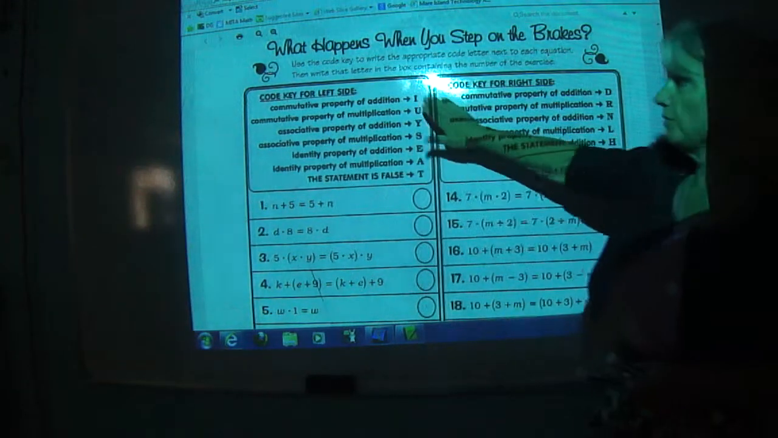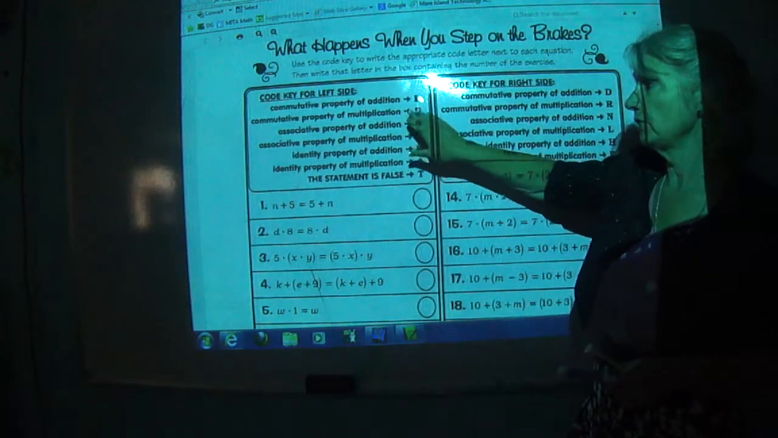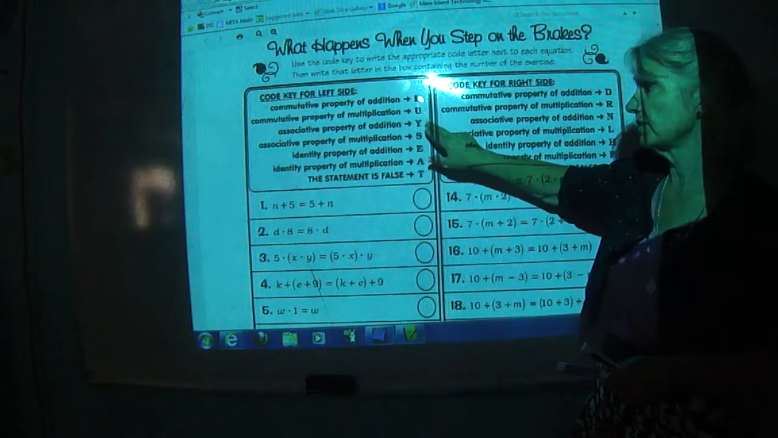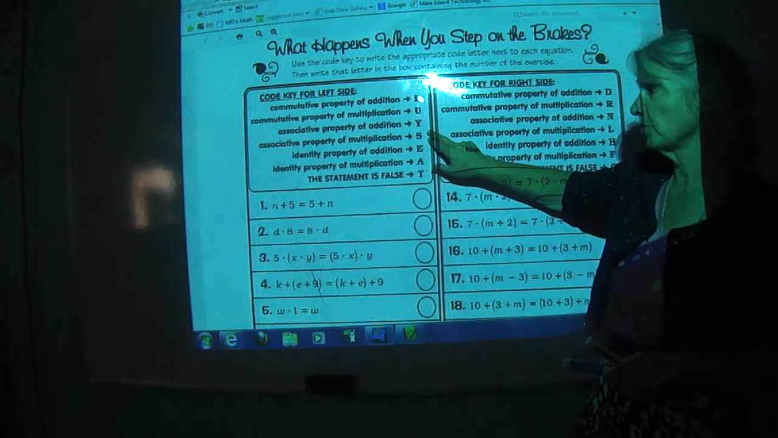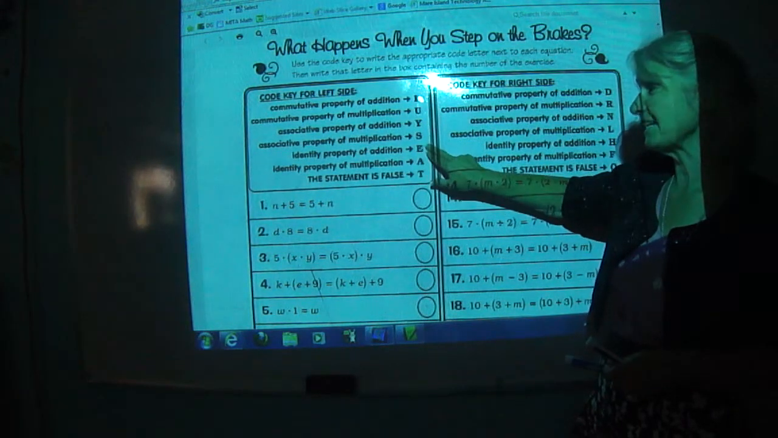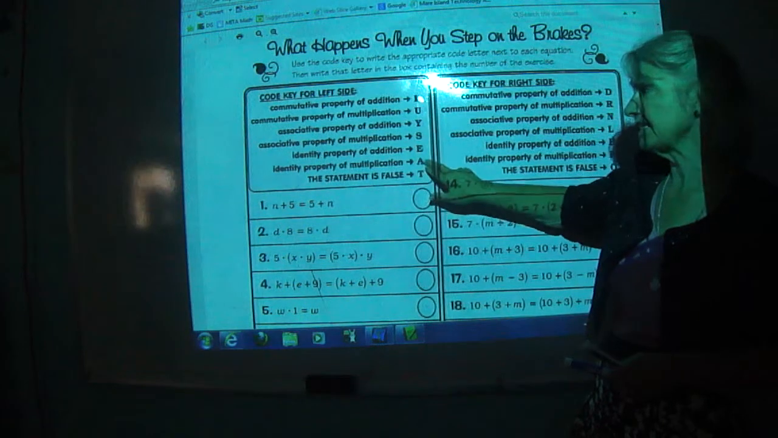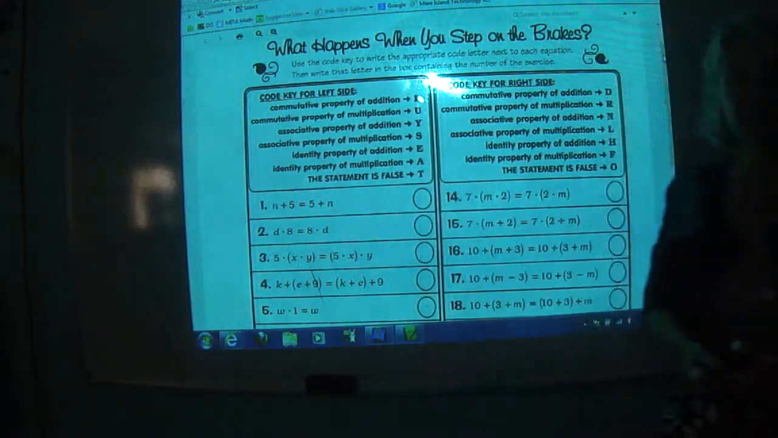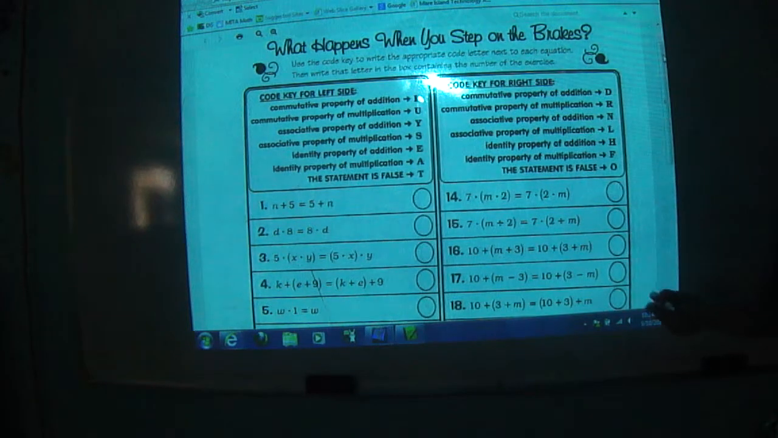We're talking about the commutative property of addition, the commutative property of multiplication, the associative property of addition, the associative property of multiplication, the identity property of addition, and the identity property of multiplication. And sometimes none of them apply and you say the statement is false.